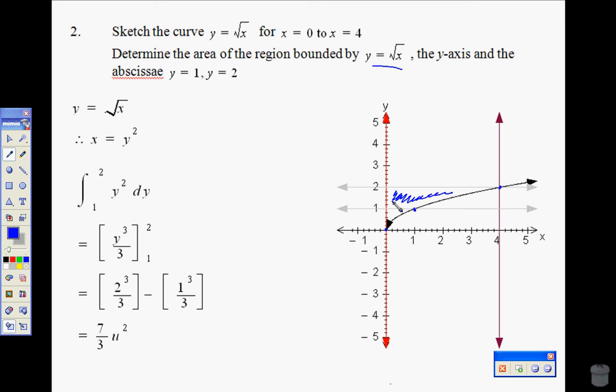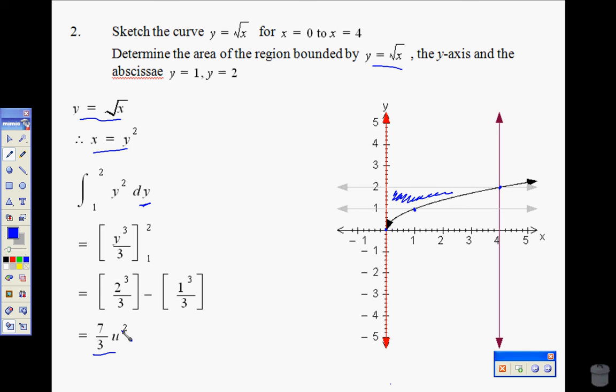So we're finding the area back to the curve again. There's our limits of integration. So we're going from 1 to 2, and we're going with respect to y. We're going to integrate with respect to y because we're going back to the y-axis this time instead of the x-axis. So we need to manipulate, and instead of y is equal to the square root of x, we're going x is equal to y squared. So the area is the integral from 1 to 2 of y squared dy. We integrate there, substitute 2 and 1 in, and get the area that we require.